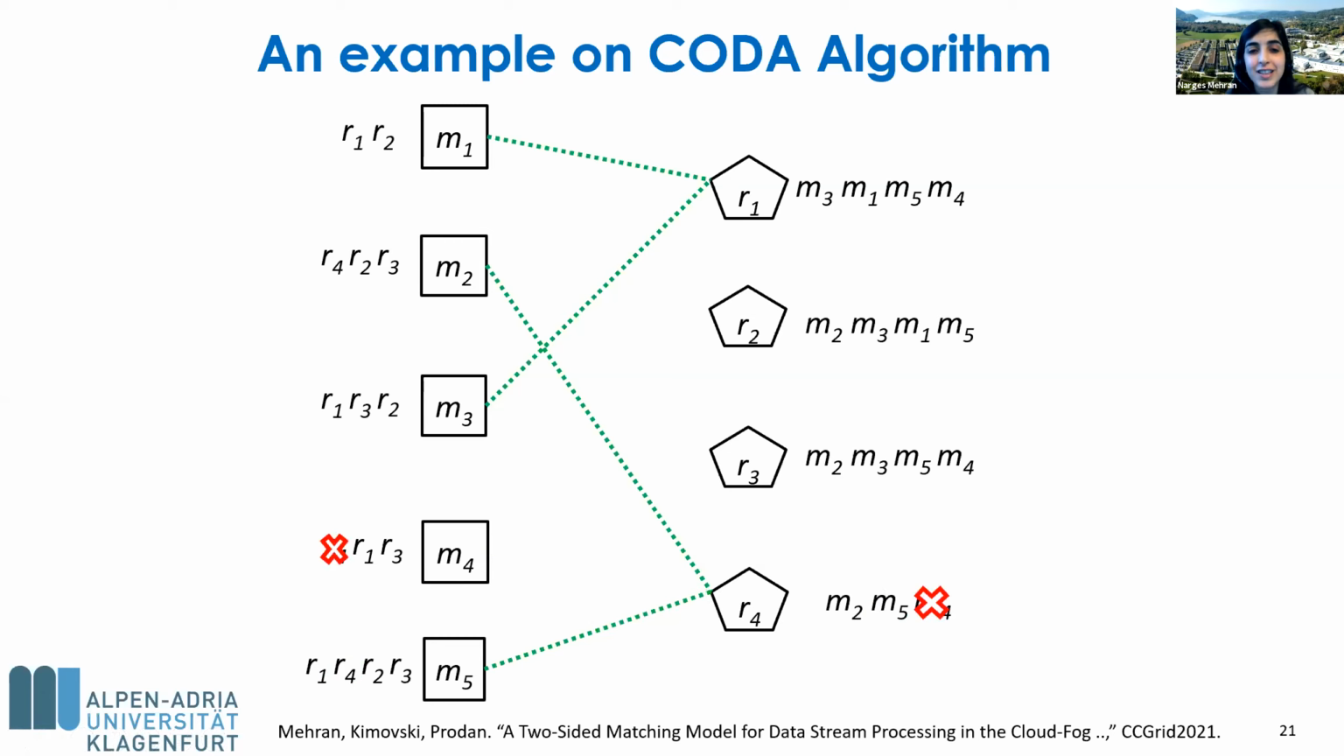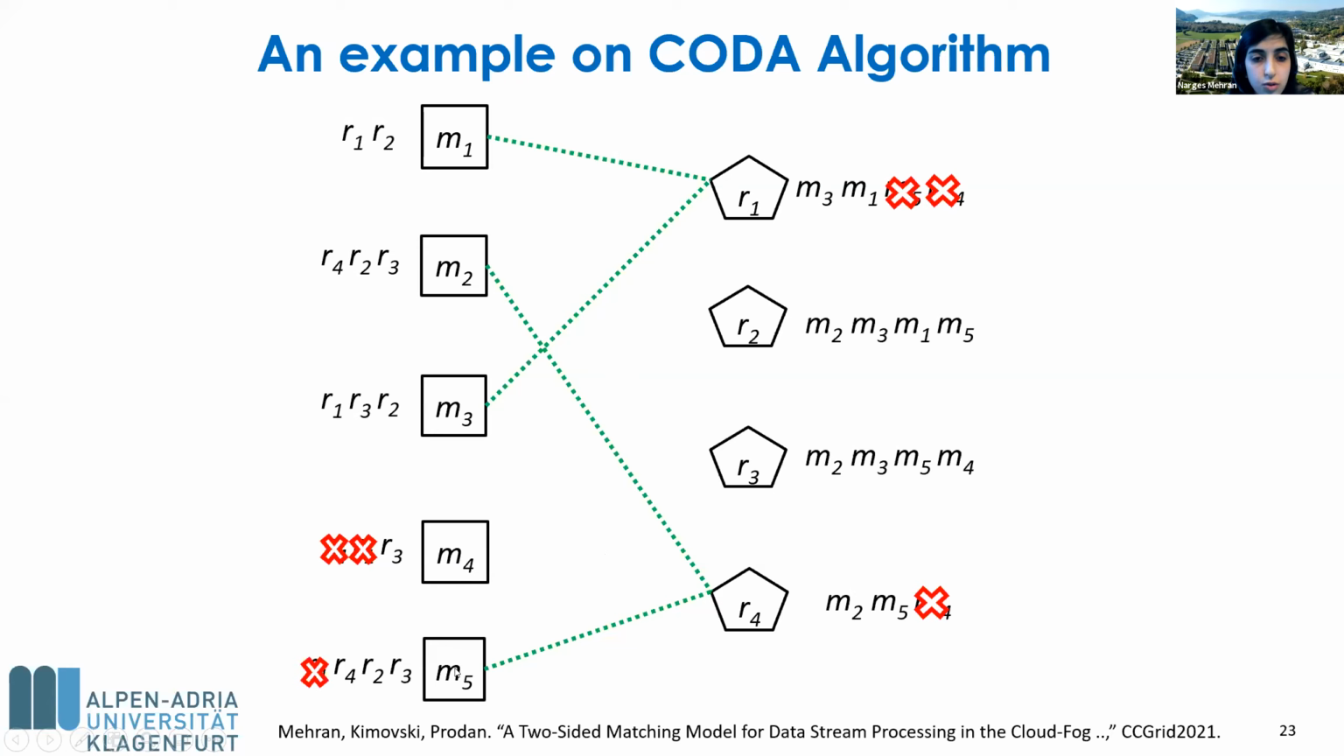Then M4 at this step tries to take revenge and removes R4 from its preference list. R4 does the same thing, and M4 tries to be matched to another resource in order to complete the execution of the application. So it tries to be matched to R1, but R1 also doesn't have enough capability. So they also take revenge and remove each other from their preference lists. So M4 at this moment just has one option, and it should be matched to R3.